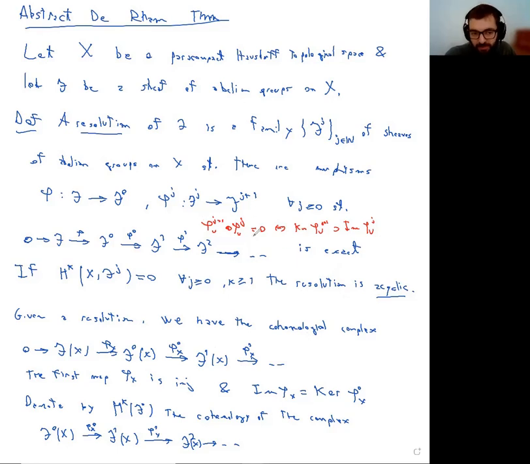I mean, for a cohomological complex, you only need this, right? Yes. This is not the definition. The definition is this: you need morphisms of abelian groups such that if you compose two of them, you get 0. And that's it.